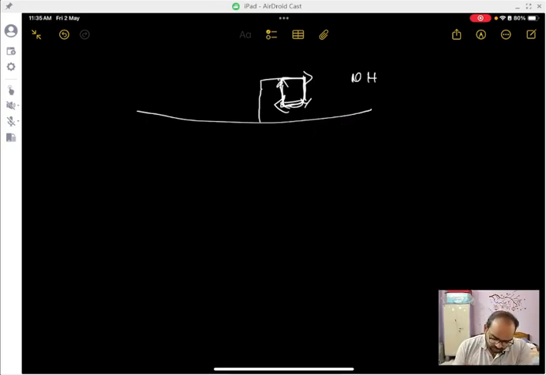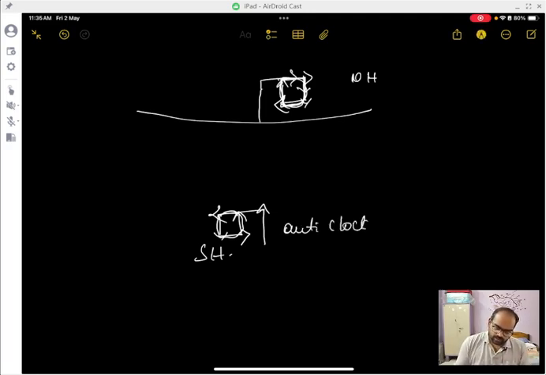So whenever it is moving from here to here, it deflects leftward. Okay, and again it deflects leftward, and again it deflects leftward. So there is anti-clockwise in southern hemisphere and clockwise in northern hemisphere. The wind circulates clockwise in northern hemisphere and anti-clockwise in southern hemisphere.